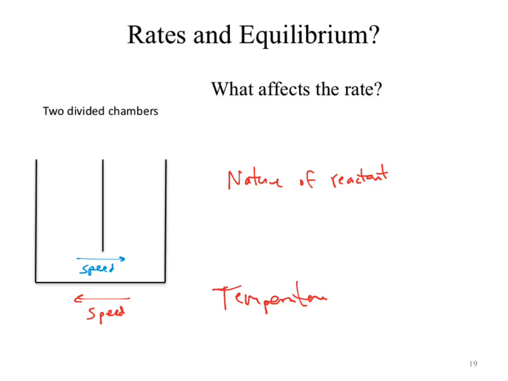So if you have an open container, where are those gases going? Everywhere, into your lungs. That's not generally a good idea with chemicals. So the nature of the reactant is an important one. So back to our gases.